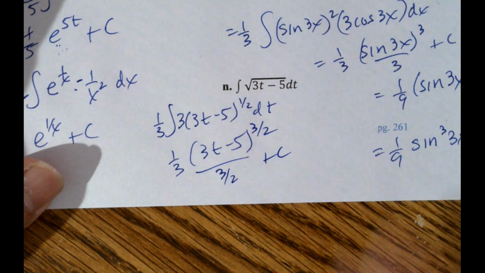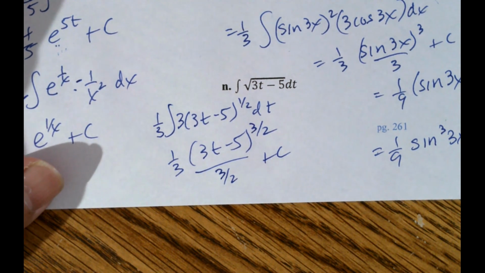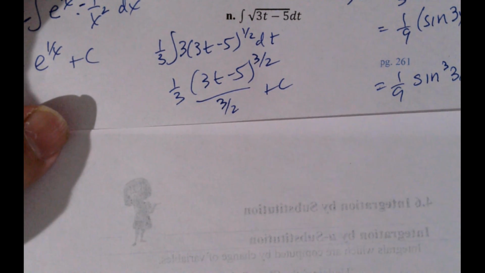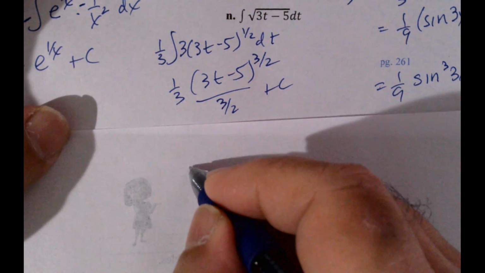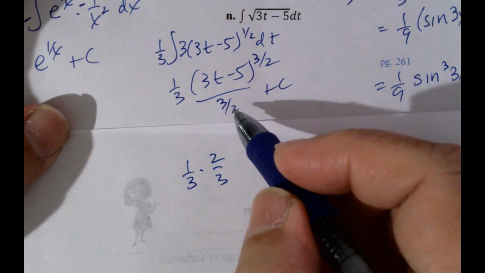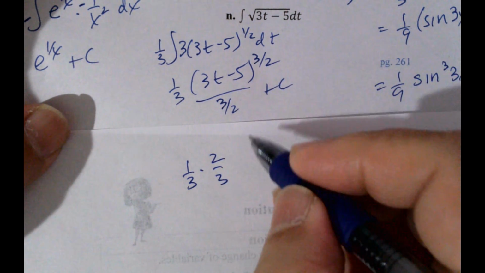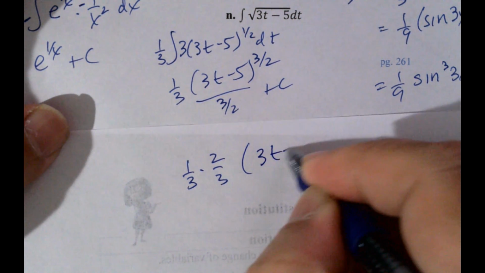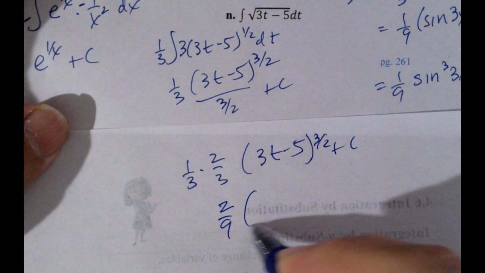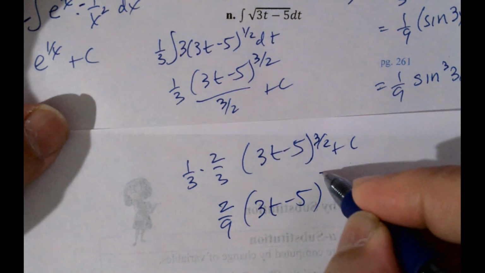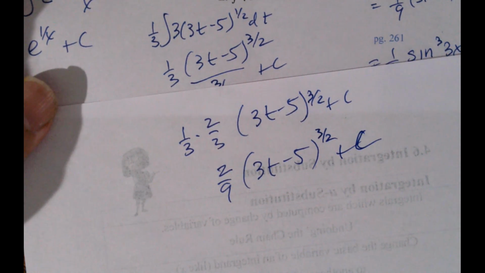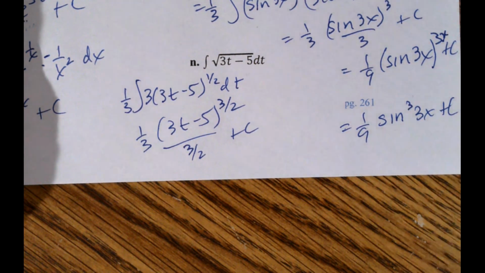All right, so I'm going to flip that up. So it's 1/3 times 2/3, right? Whenever you have a fraction in the denominator, flip it, put it up there. 3t minus 5 to the 3/2 plus c. So that becomes 2/9 times 3t minus 5 to the 3/2 plus c. And that's my answer. That's the final example on page 261.